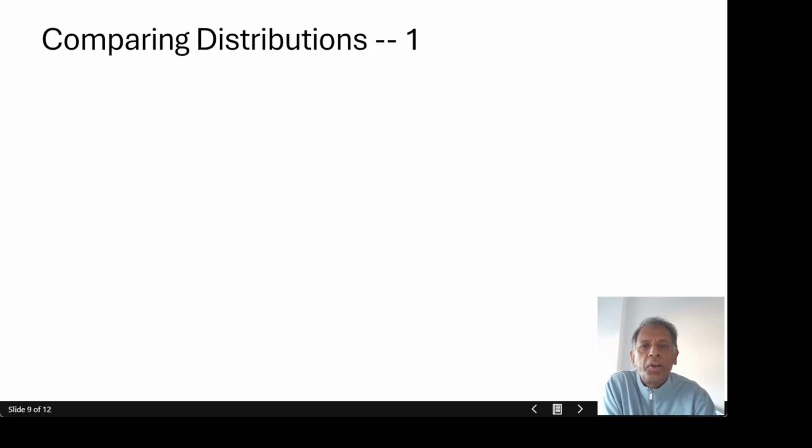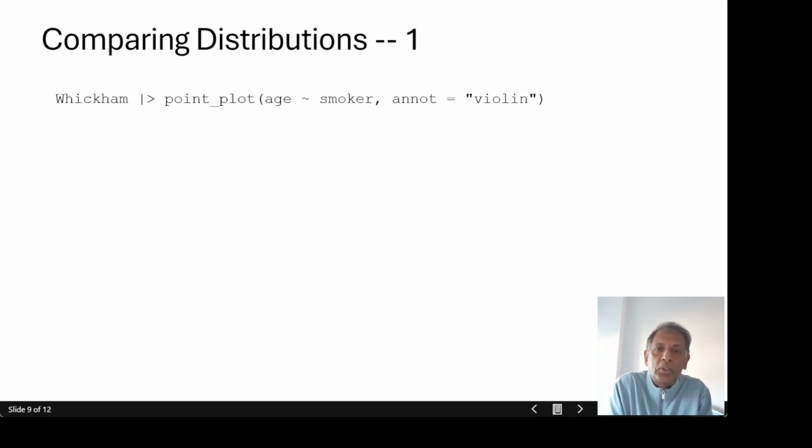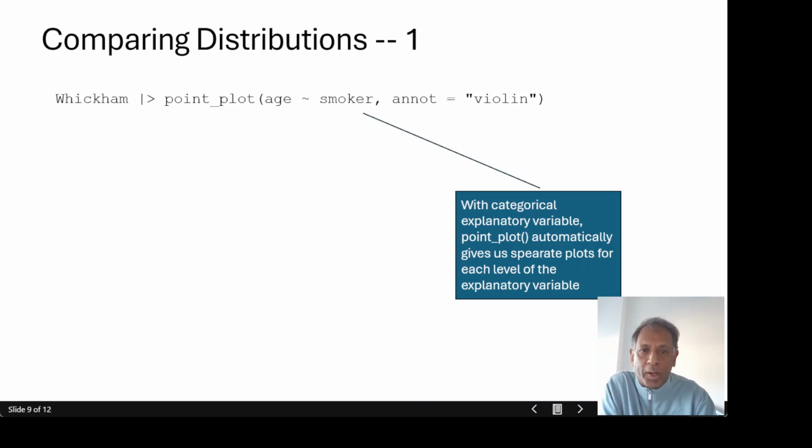Okay, now violin plots are very useful to compare distributions. So here we are doing again, within the same Wickham data set, we are looking at the distribution of age for smokers and non-smokers. This data set has a column called smoker, which has a value yes or no. Yes indicating that those people were smokers and no indicating those people were not smokers, right? So we are looking at the age distribution, and we want to look at it separately for smokers and non-smokers, right? That's why we are putting smoker on the x-axis and age on the y-axis. So we'll get a point plot, and we are saying, well, annotate that point plot with the violin as well.